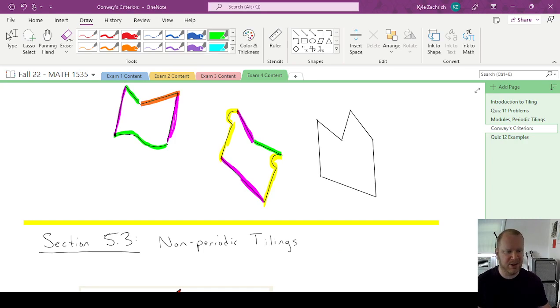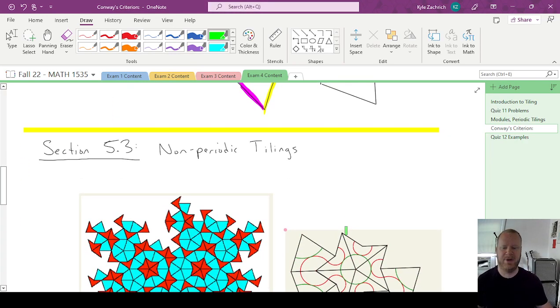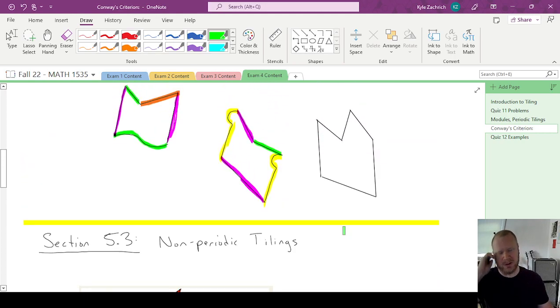The next section here is going to be about non-periodic tilings. So every tiling that we've seen so far has been what we call a periodic tiling. If I take that tiling and I move it to a different spot on there, I'm going to get the exact same tiling back.